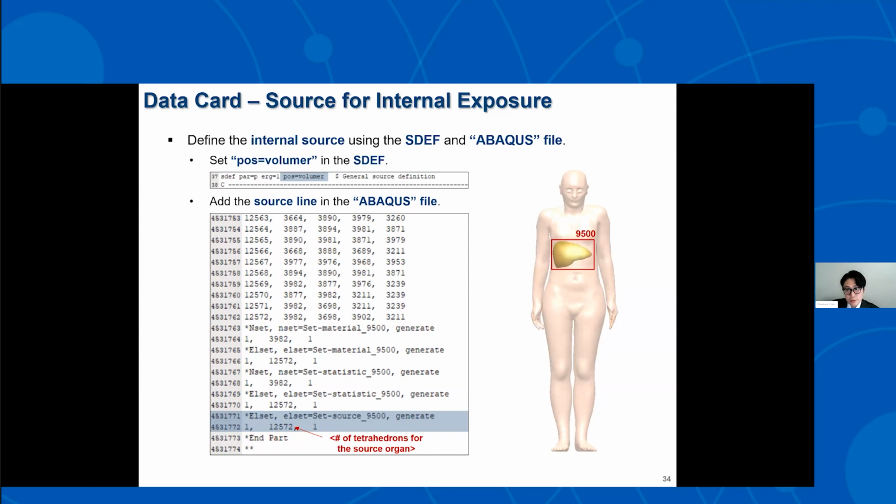If the users want to set multiple organs as source regions, these lines should be added for each organ after only changing the number of tetrahedrons and organ ID.